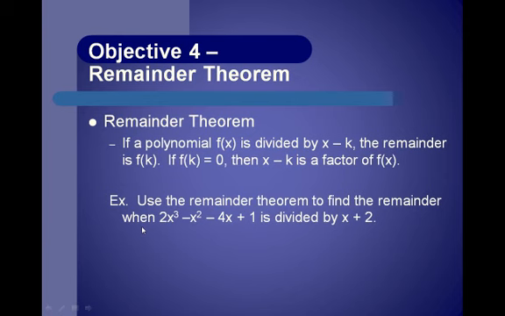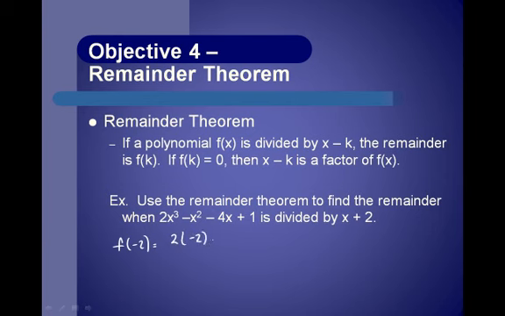Well, what the remainder theorem says is when you divide this polynomial by x plus 2, the remainder is the same as what you would get when you do f of negative 2. So that says go into our function everywhere we had an x, plug in negative 2.